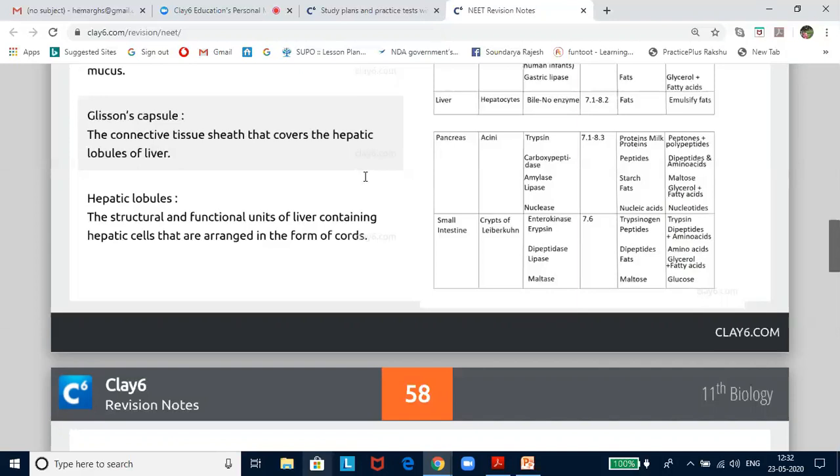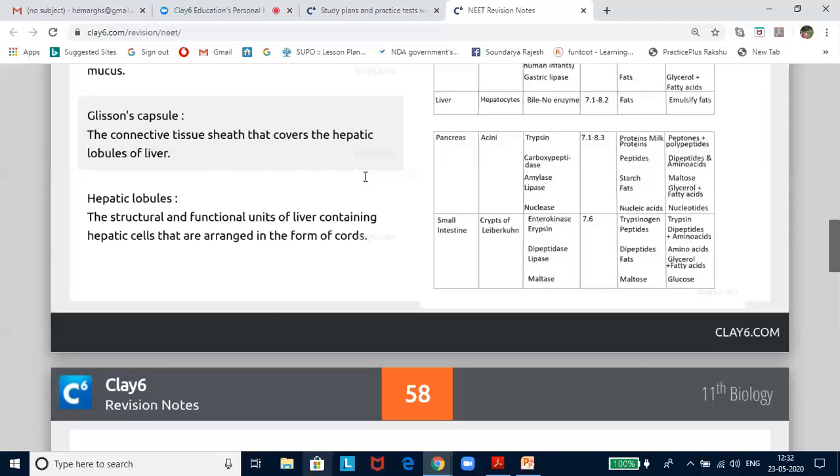Now, if you look at it, for carbohydrates, glucose is the end product of digestion. Proteins are digested into the respective amino acids, and for lipids, it is going to be monoglycerides, fatty acids, and glycerol. So, these are the end products of digestion.